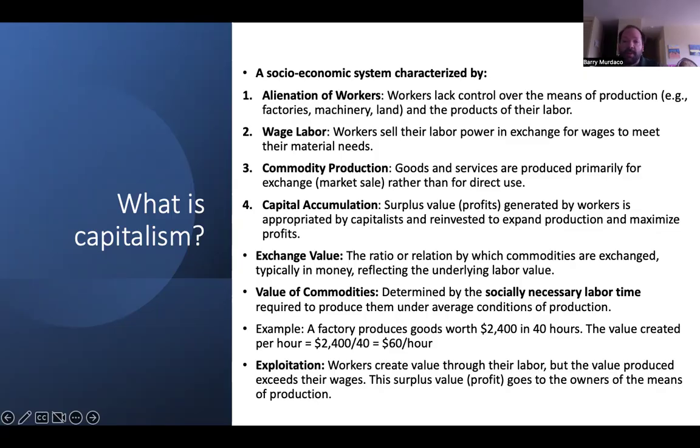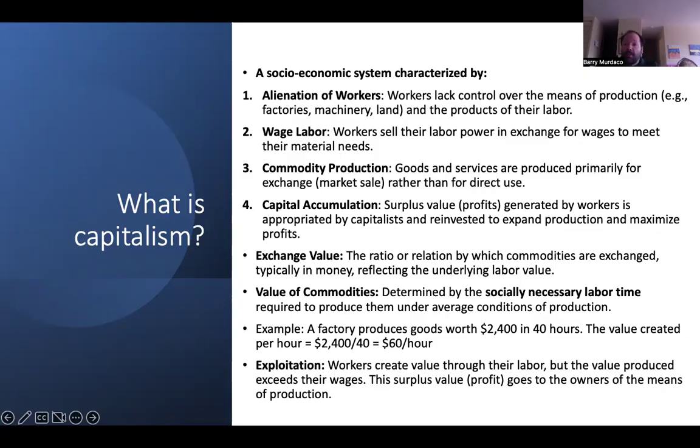Now, from this separation of workers from the means of production, you have the institution of wage labor developing. So the relationship between workers and the means of production and what they produce is mediated by the idea of a wage. Since they don't actually own these things themselves, and since they are working for somebody else, they are paid a wage in exchange for their labor, or what Marx calls their labor power. So wage labor, alienation of workers, these are again essential characteristics.